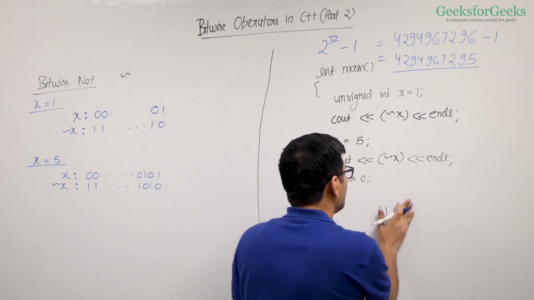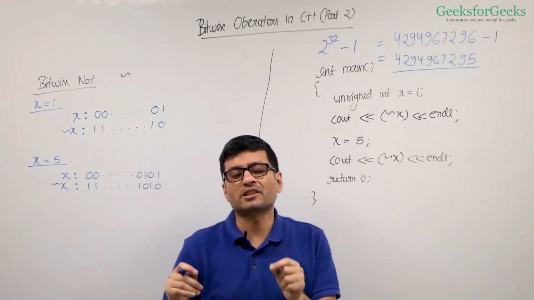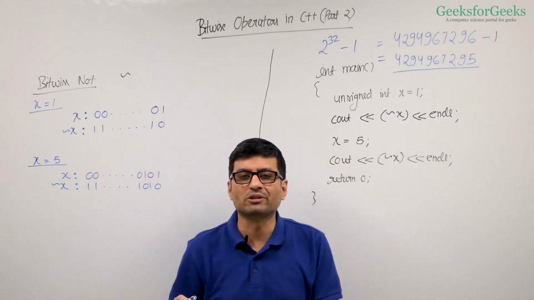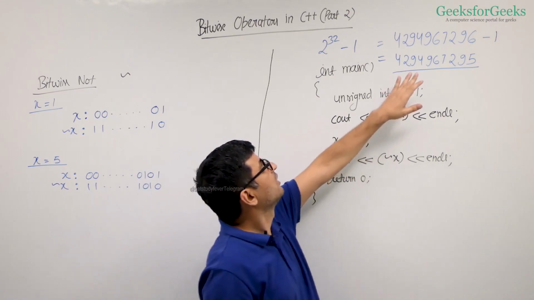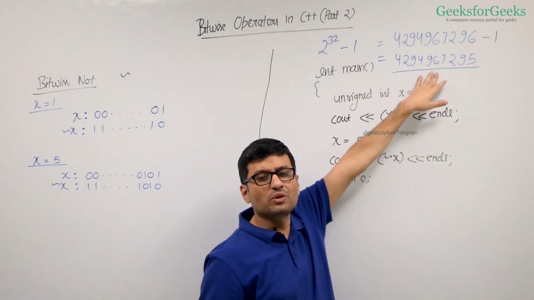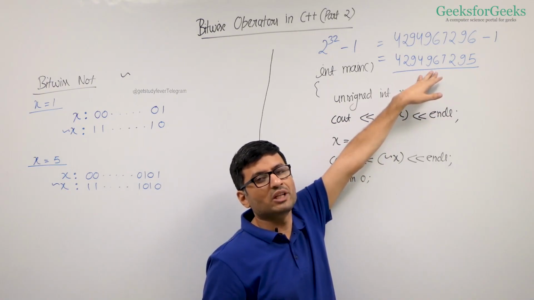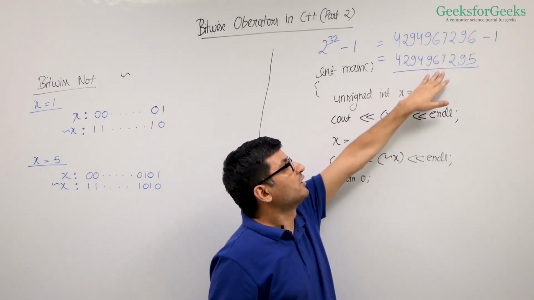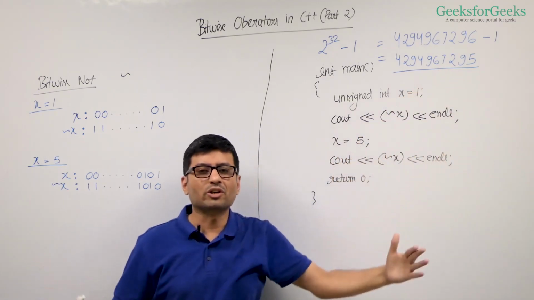In general, we can say when we have n bits to represent unsigned integers, then our maximum value is going to be 2 raised to the power n minus 1. So if n is 32, then this is the maximum value we can represent using unsigned integers. This is the maximum value we have. And binary representation of this number is all ones, all 32 ones.